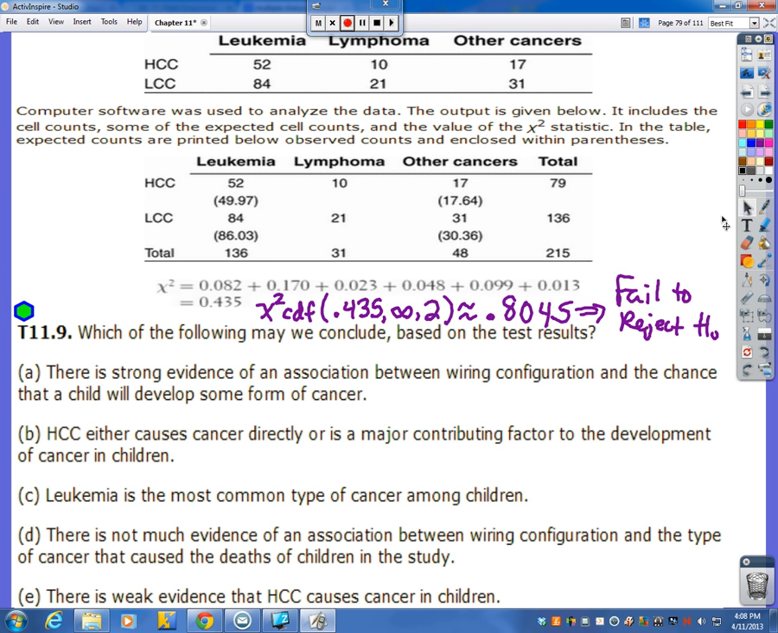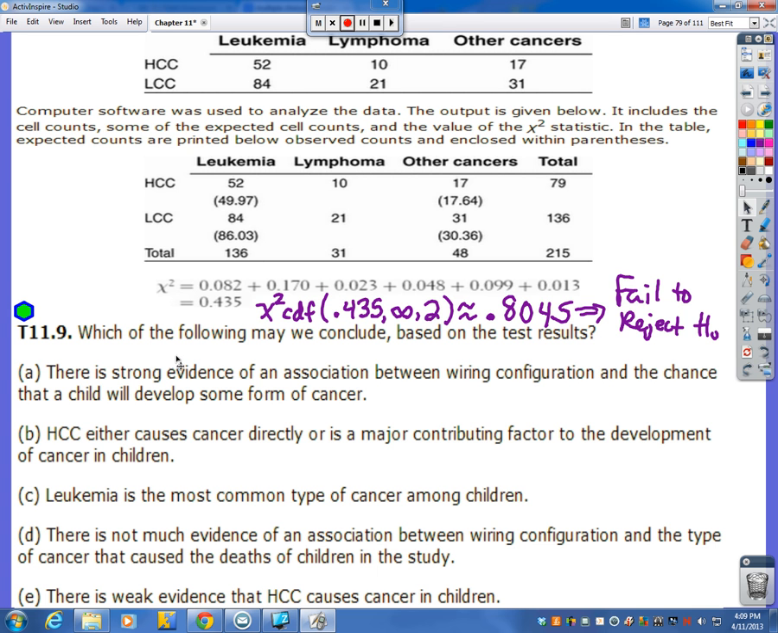Okay, so if we fail to reject, we would say we do not have enough evidence to conclude, at the alpha 0.05 level, and our alternate would be, we want to show there's an association between the wiring and the cancer cases here. So again, our conclusion would be we don't have enough evidence to conclude that there is an association. We just don't have it. We can't say that there's definitely not a connection, but based on our statistics, we don't have enough evidence to say that there is.